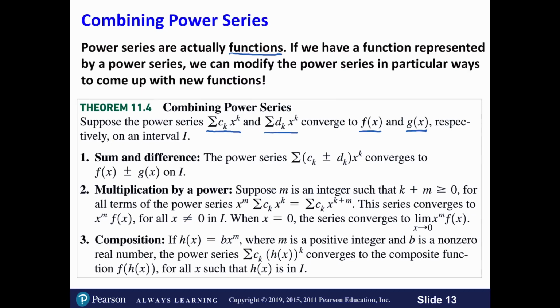First of all, if we were to take the sum or difference of these two power series, then it will converge to f(x) plus or minus g(x) on that interval.